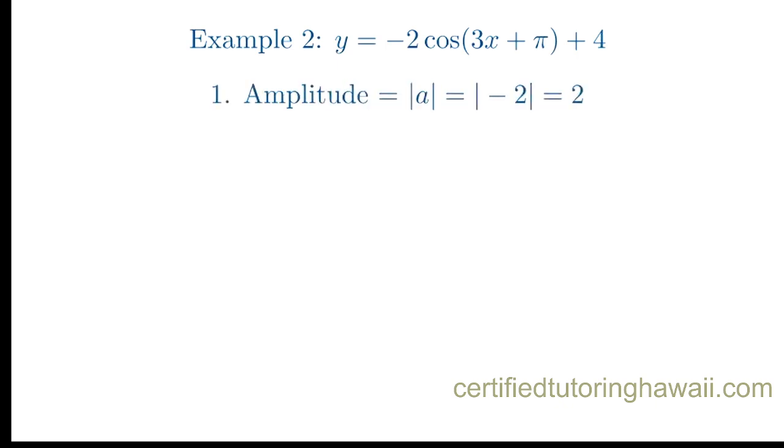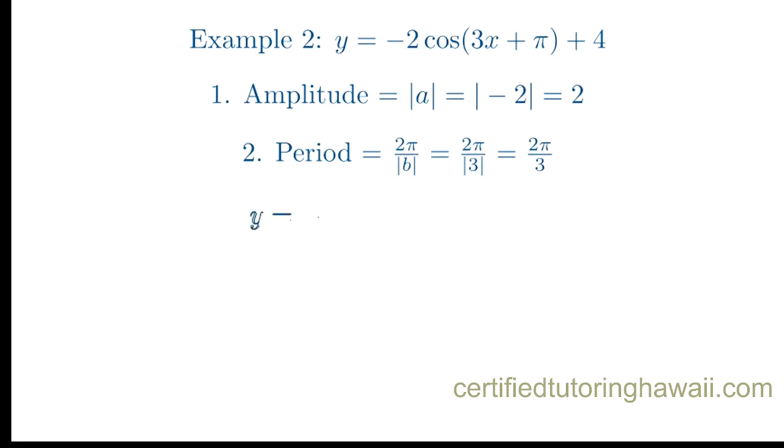Second, the period. The coefficient of x is 3, so the period is 2 pi divided by 3. This means the cosine wave completes one cycle in 2 pi over 3 units. The period is 2 pi over 3. Next, the phase shift. Before we can identify c, we must factor out the b value from inside the parentheses. So, 3x plus pi becomes 3 times the quantity x plus pi over 3. In this new form, c is positive pi over 3.